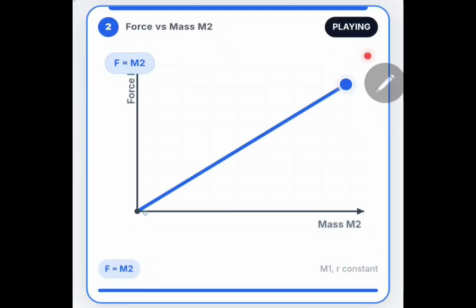Graph 2, force vs mass m2. Now look at the second graph. This time m1 and the distance remain constant. As mass m2 increases, the gravitational force also increases linearly. Once again, the graph is a straight line through the origin, showing that force is directly proportional to m2.